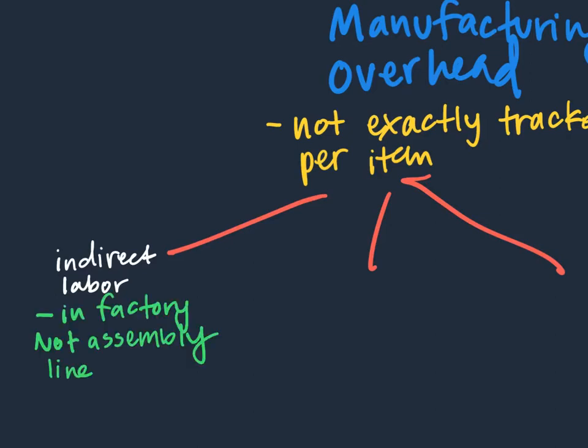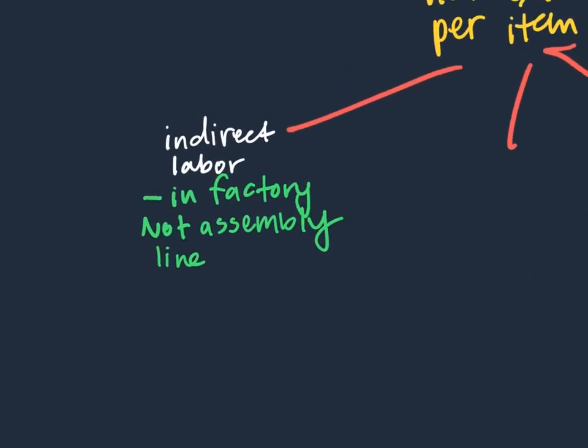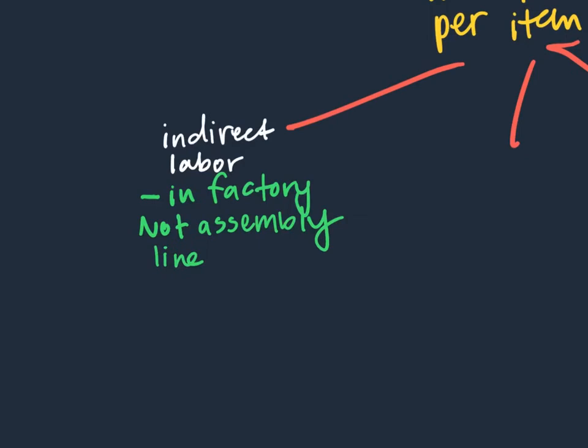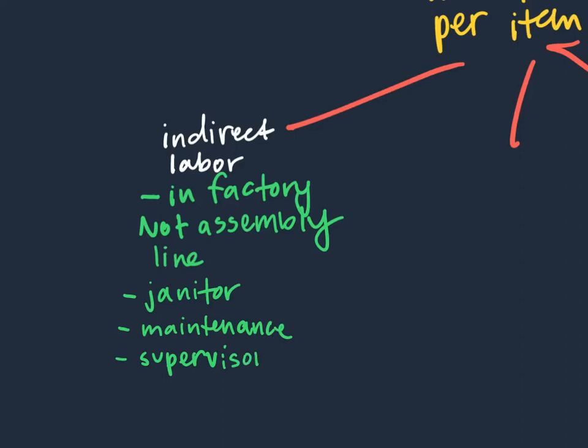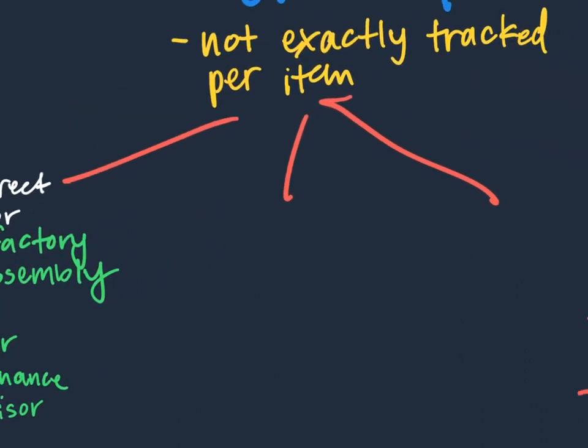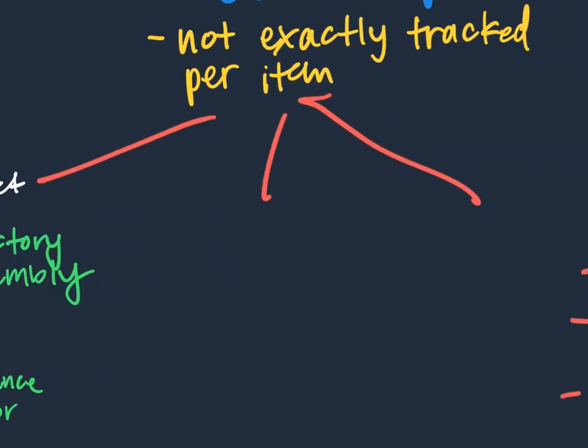So I want you to imagine what sorts of workers might work in the factory, but not on the assembly line. That might be someone like a factory janitor or a factory maintenance worker or even the factory supervisor. So all of these people work in the factory but are not involved in building the product. This is indirect labor. Let's move to our next type of manufacturing overhead, and that is indirect materials.